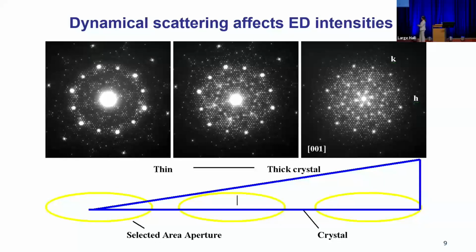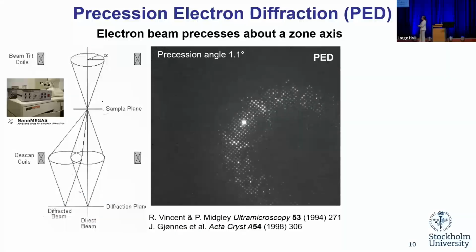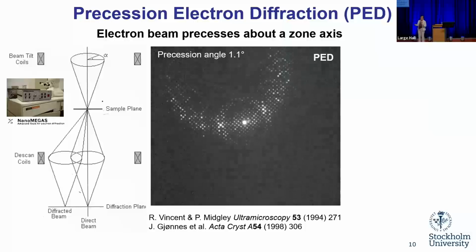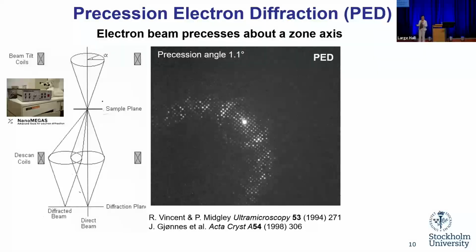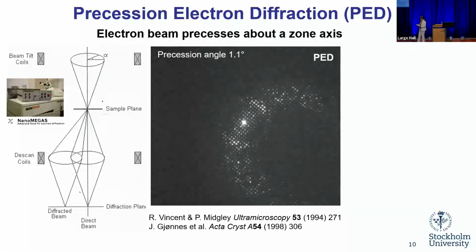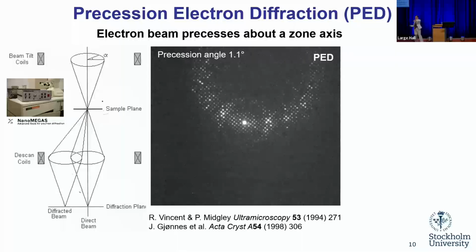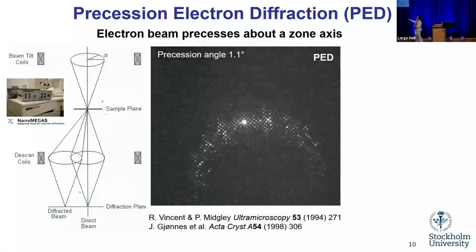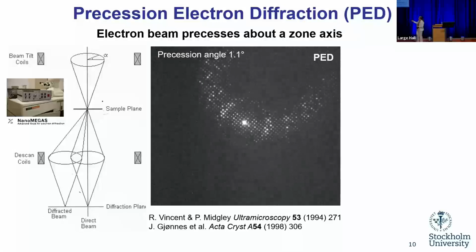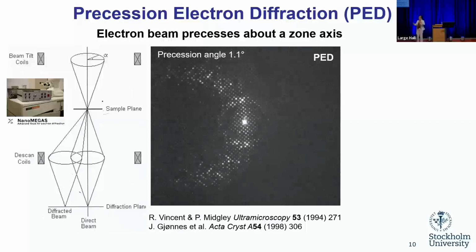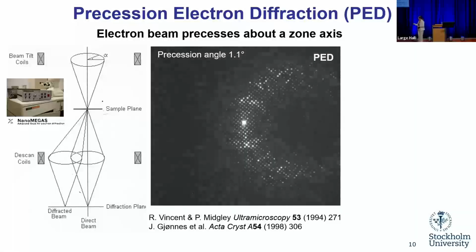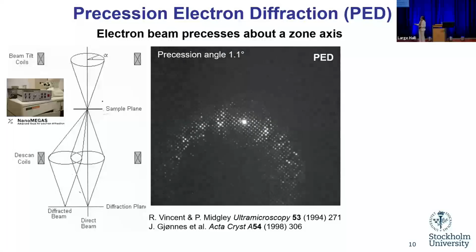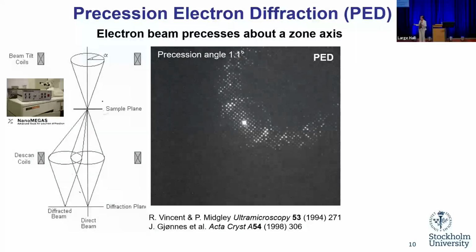So what do we do? In 1994, there was good news because there was a new technique called precession electron diffraction. What you do is tilt your beam, and from the zone axis, you precess it around. And so these are the diffraction patterns you obtain at each moment during this precession. And if you combine these diffraction patterns together, you get such a diffraction pattern.